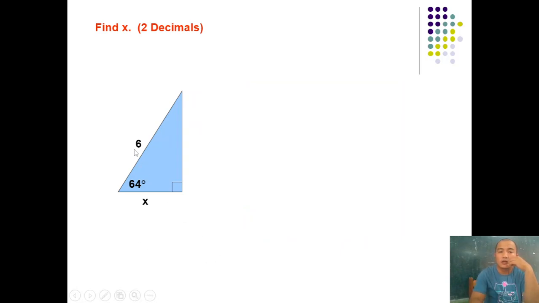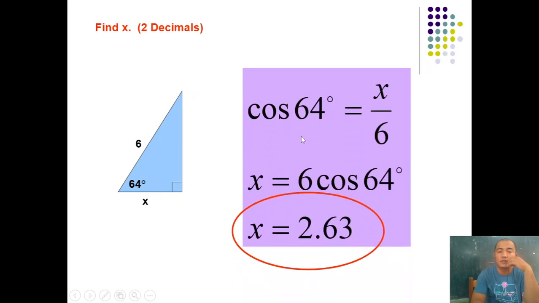Other given sides are x and 6. X being the adjacent side, 6 the hypotenuse. Again, we're going to use the cosine function. Cosine 64 is equal to x over 6, multiply both sides by 6. 6 times cosine 64 degrees in your calculator is 2.63.